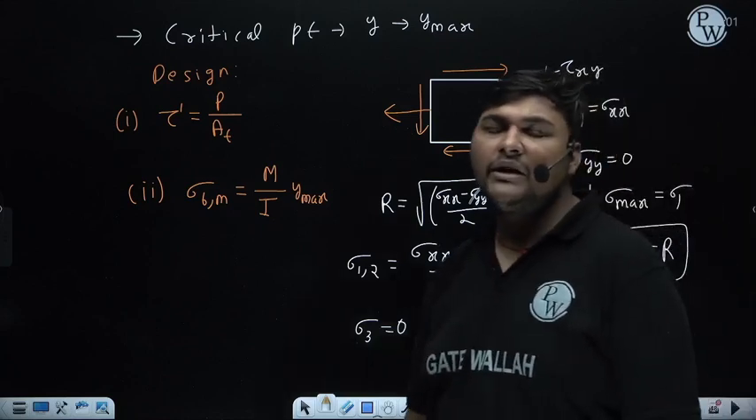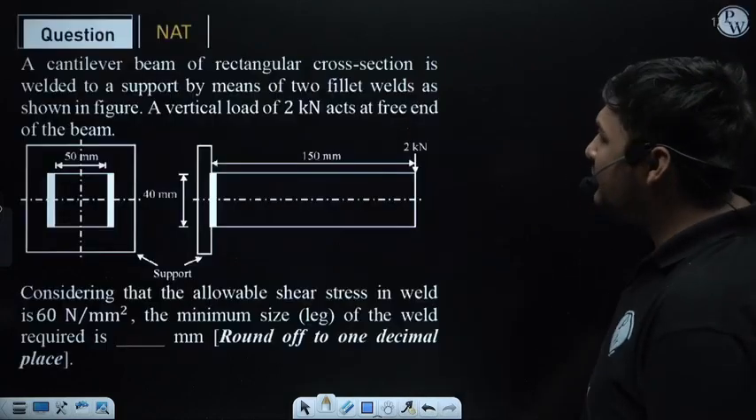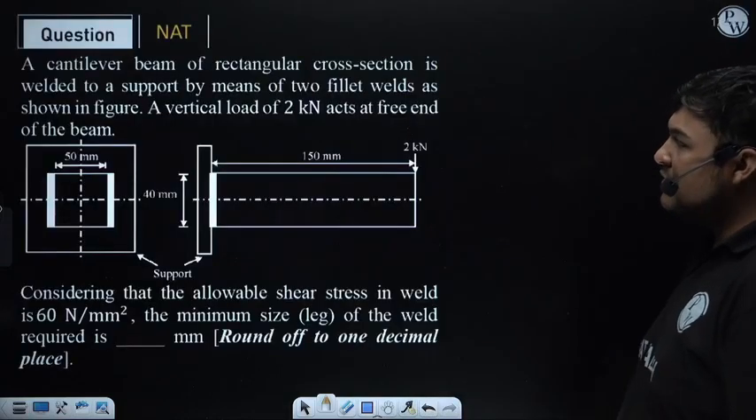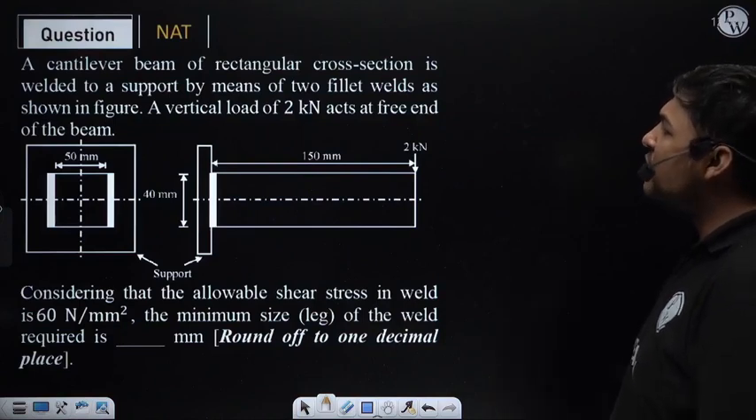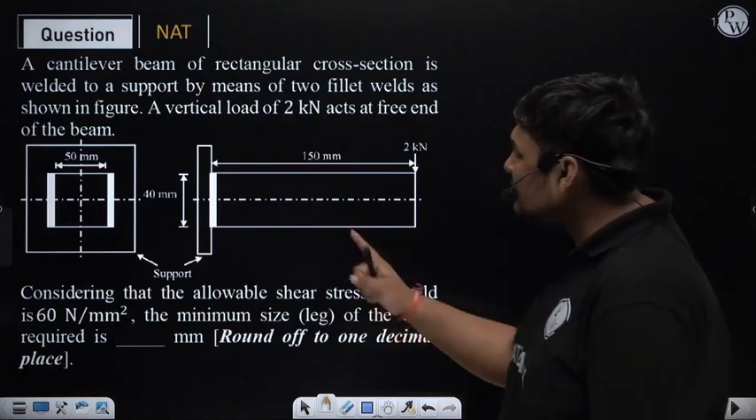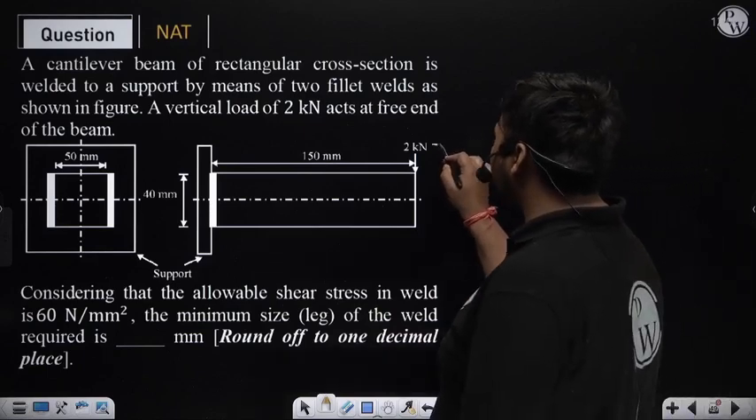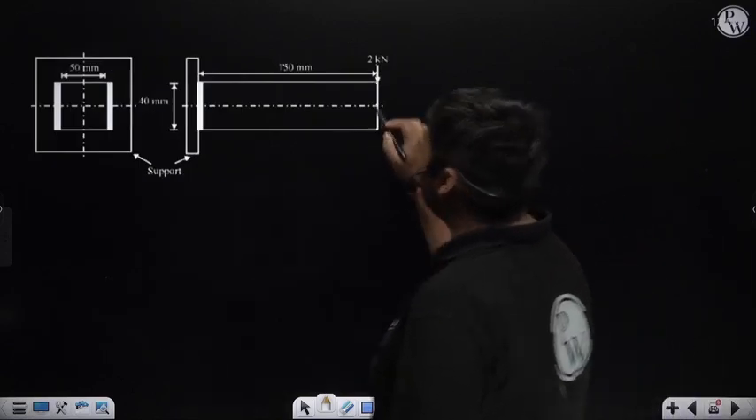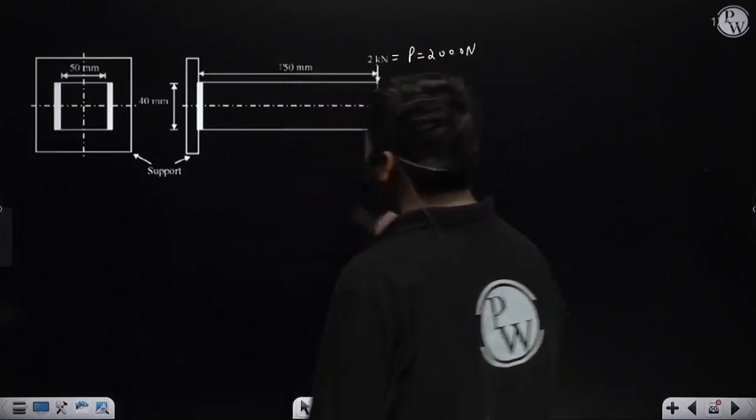So it is the eccentric load type 2 of a welded joint. Okay. I am solving one question related to this. A cantilever beam of rectangular cross section is welded to a support by means of 2 fillet welds as shown in the figure. A vertical load of 2 kN acts at the free end. I am denoting this load as P, which is 2 kN, in Newton it will be 2000 Newton.